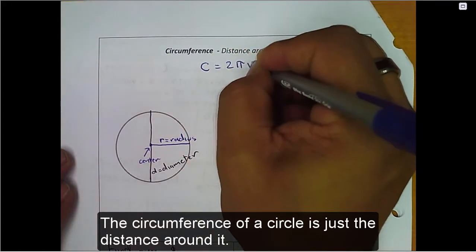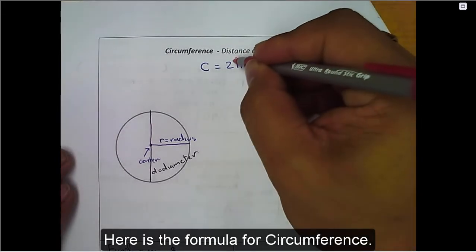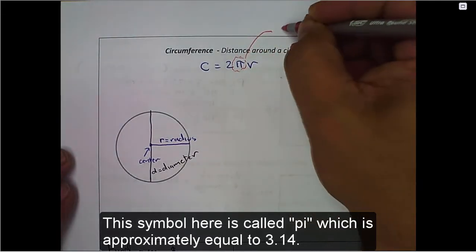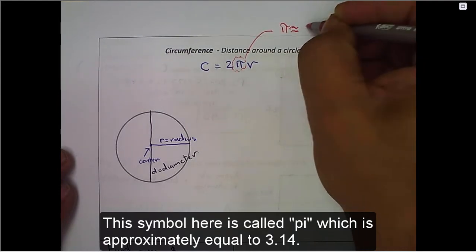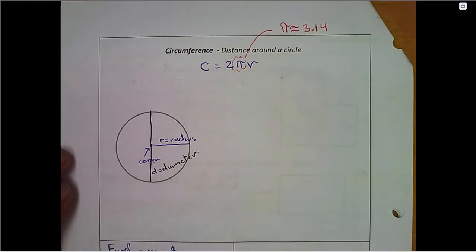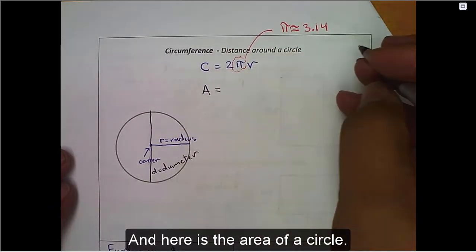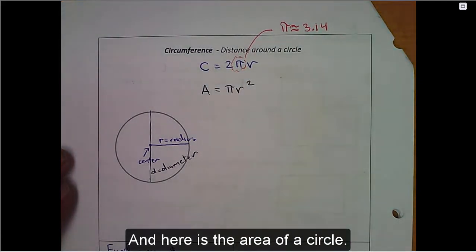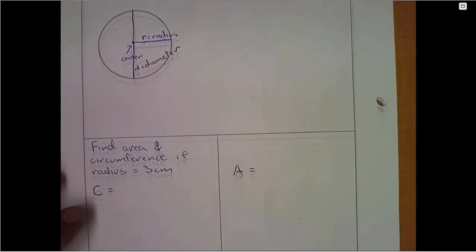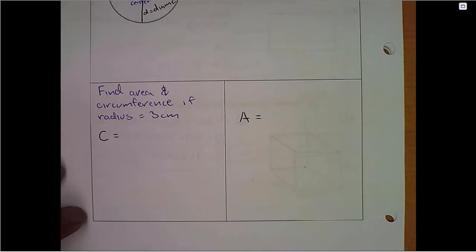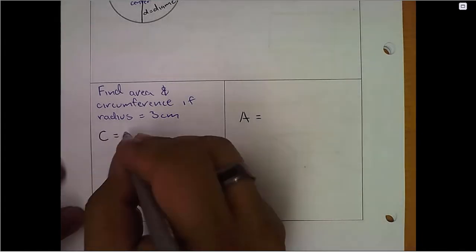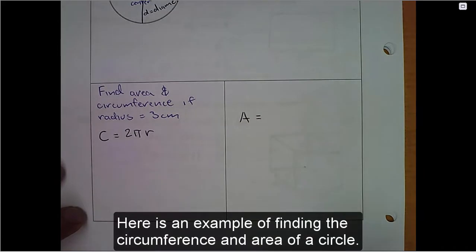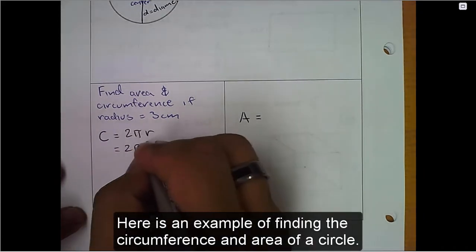Circumference of a circle is just the distance around it. Here is the formula for circumference. The symbol here is called pi, which is approximately equal to 3.14. And here is the area of a circle. Here is an example of finding the circumference and area of a circle.